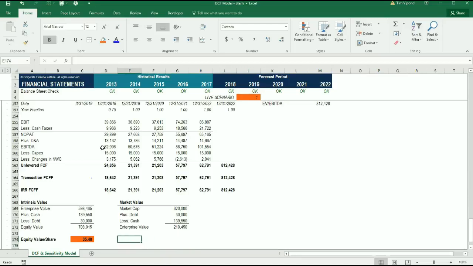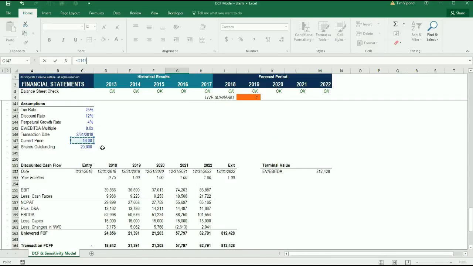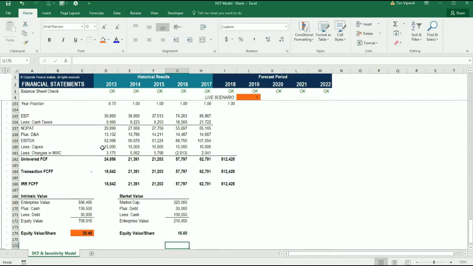And we can also put here, just as a helpful reference, the equity value per share, which is simply a link to this assumption here, $16. And then what we can now do is calculate the rate of return. And we can calculate the rate of return a few different ways. So we'll start by looking at the price.